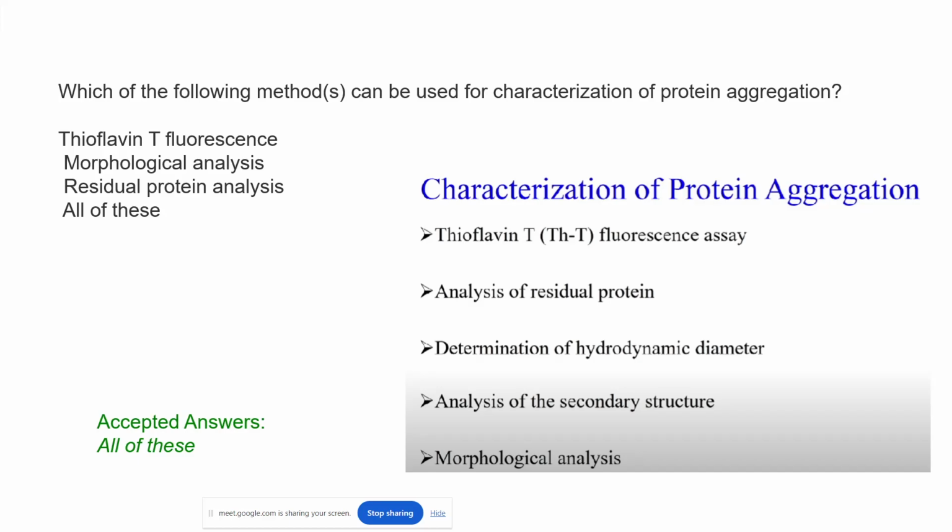Then morphological and residual protein analysis will basically show the remaining bulk concentration of the protein that decreases with time. For morphological analysis, you can do AFM and microscopy. In microscopy, you'll basically get to know the changes in the protein structures, and that constitutes the morphological analysis. So here the correct answer would be all of these.